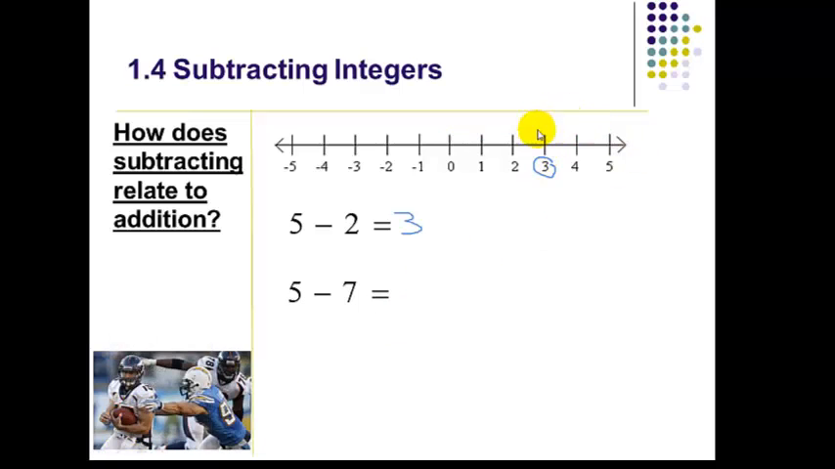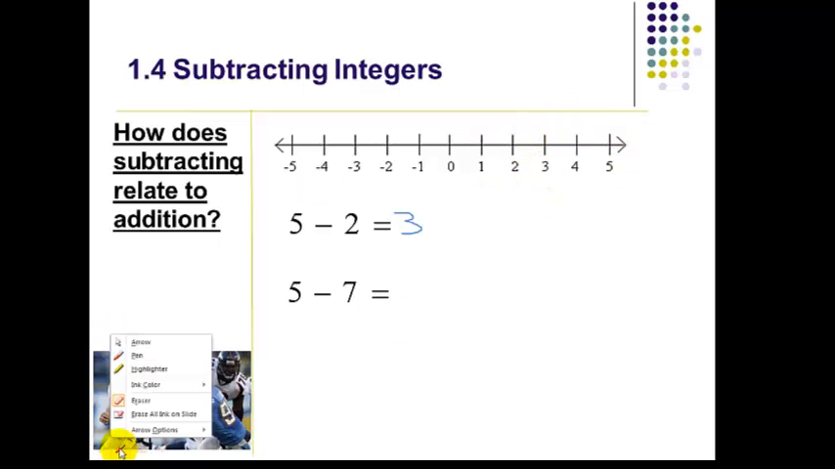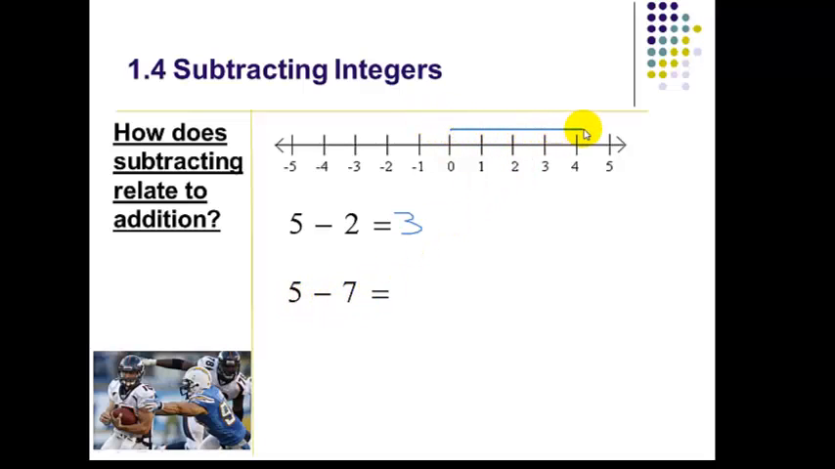I'm going to erase this. Okay, so here we go. 5 minus 7. Now, the most common mistake that students make is they'll say that that's just positive 2. But that would be if it was 5 minus 3, it would be positive 2. So 5 minus 7. So again, I'm going to go to 0. The positive team has the ball. They go 5 yards. And then I'm going to penalize the positive team 7 yards.